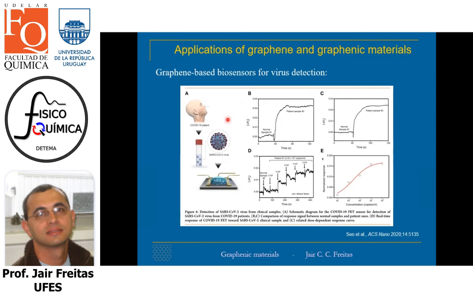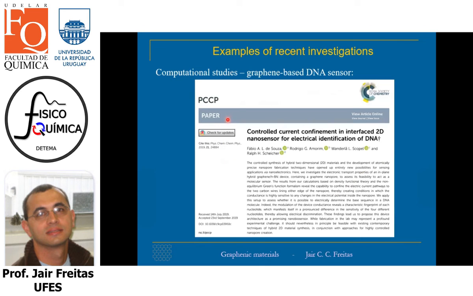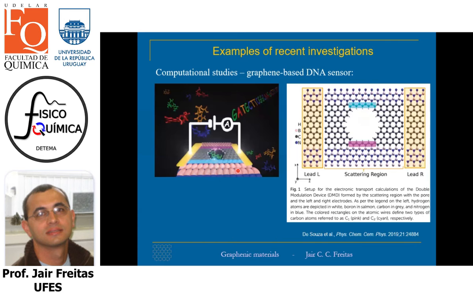Also in the field of biosensors, I'm going to show now some examples of works conducted in our group or by colleagues in our university. This group here is led by my colleague at UFES. They demonstrated by computational methods, theoretical work, that a heterostructure containing graphene and hexagonal boron nitride could be used for the detection of DNA and for the identification of nucleotides.